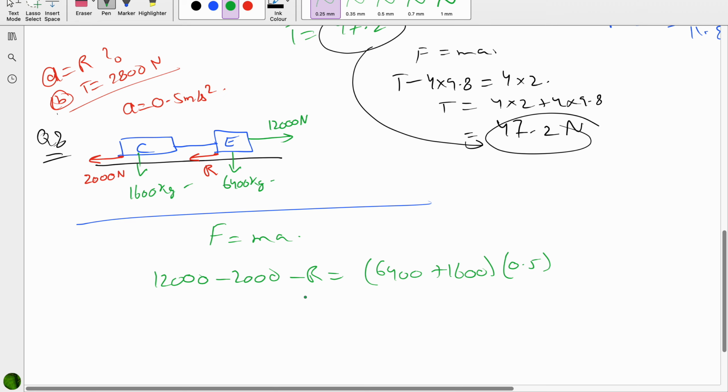So we simplify. 12,000 minus 2000 will leave us with 10,000 minus R. On the other side, 6400 plus 1600 is 8000. So 8000 times 0.5 is 4000. Rearrange: 10,000 minus 4000 equals R. So the resistive force is 6000 newtons.